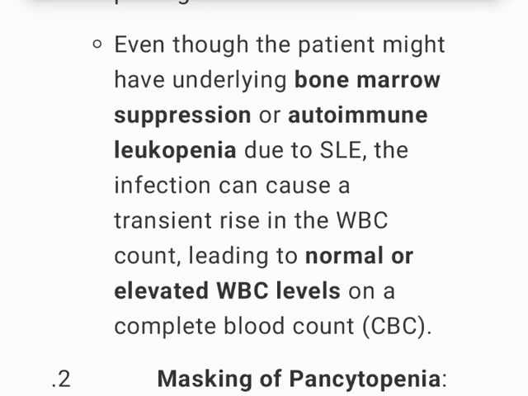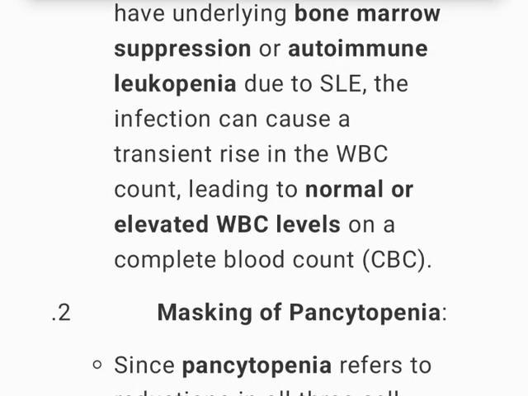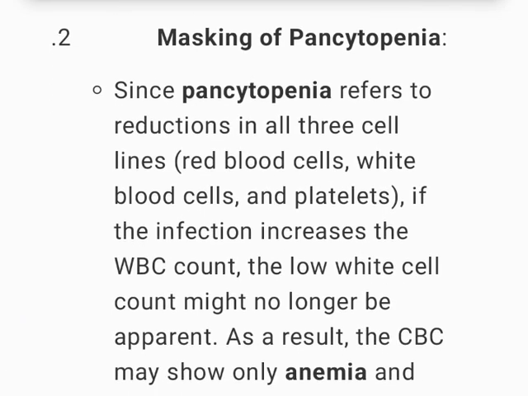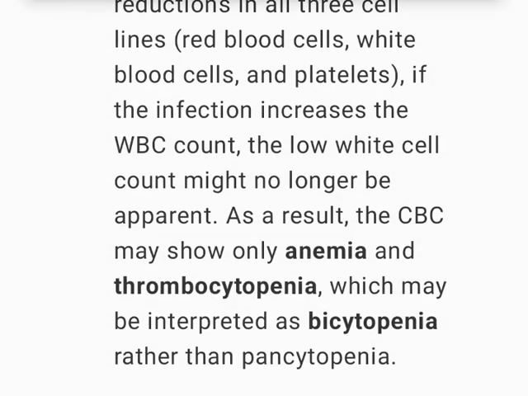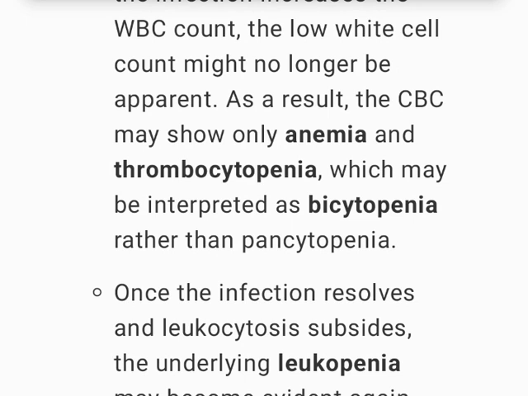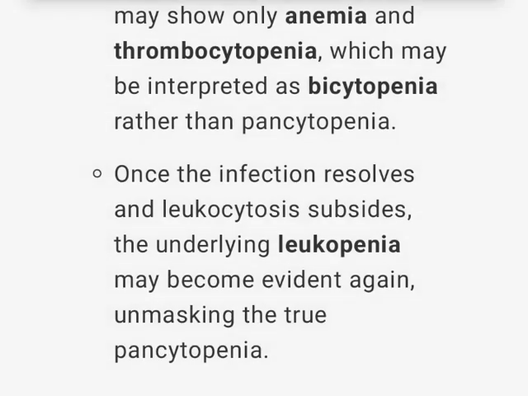Even though the patient might have underlying bone marrow suppression or autoimmune leukopenia due to SLE, the infection can cause a transient rise in the WBC count, leading to normal or elevated WBC levels on a complete blood count, CBC. Number 2, masking of pancytopenia. Since pancytopenia refers to reductions in all three cell lines, red blood cells, white blood cells, and platelets, if the infection increases the WBC count, the low white cell count might no longer be apparent. As a result, the CBC may show only anemia and thrombocytopenia, which may be interpreted as bicytopenia rather than pancytopenia.